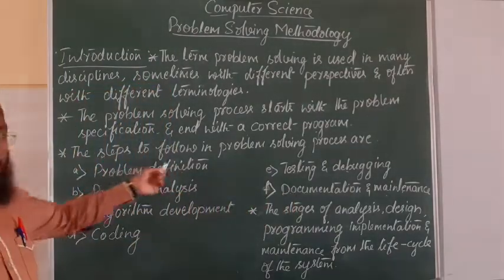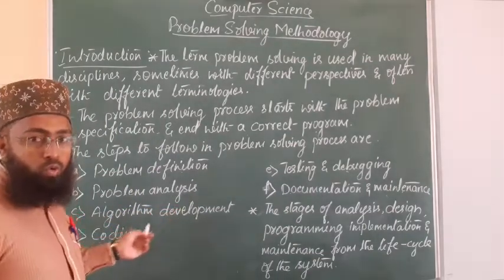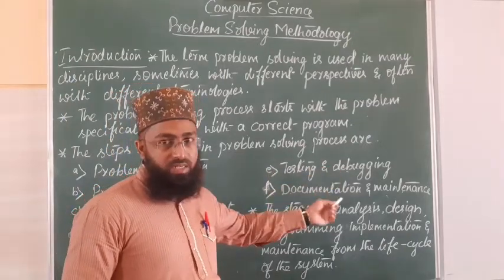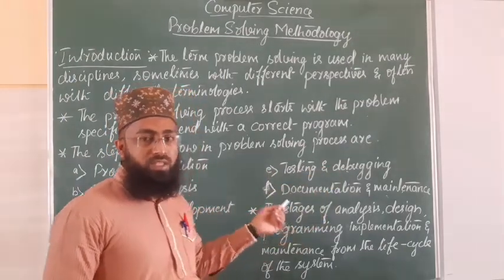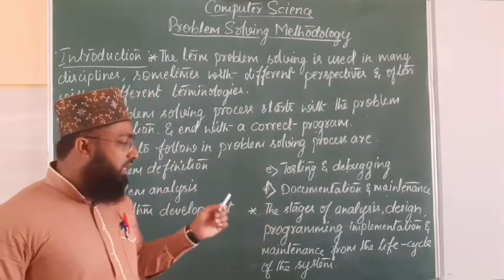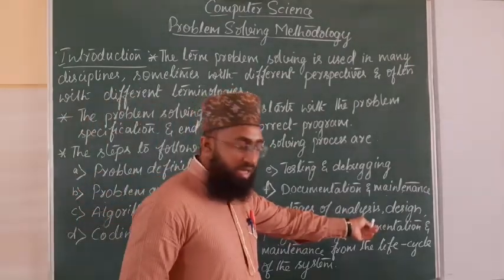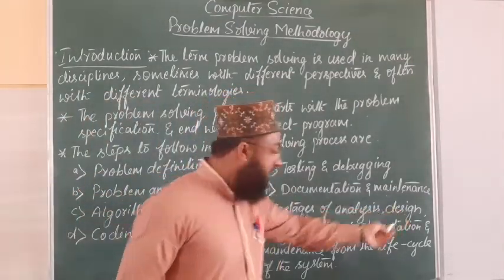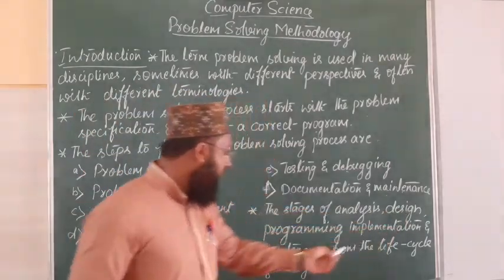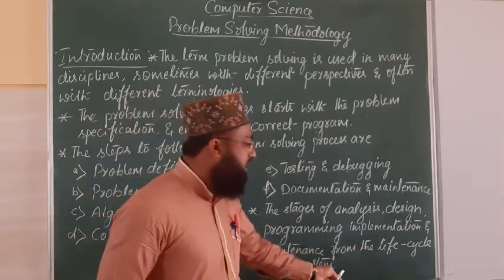That is problem definition, problem analysis, algorithm development, coding, testing and debugging, documentation and maintenance. These are the few steps. That is all the 6 steps we need to follow while solving any problem. And the last point is the stages of analysis, design, programming, implementation and maintenance from the life cycle of the system.